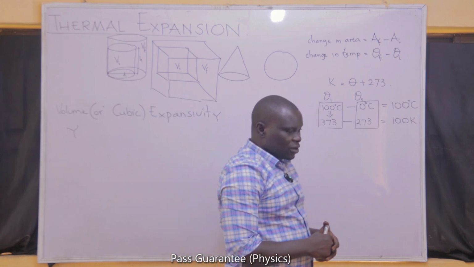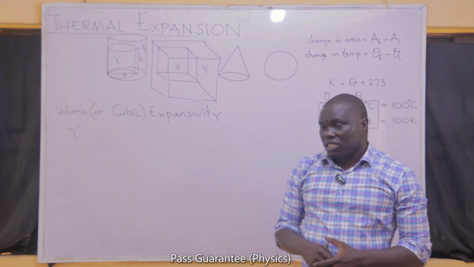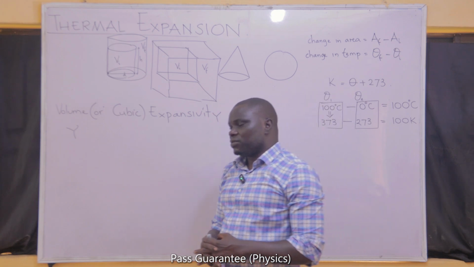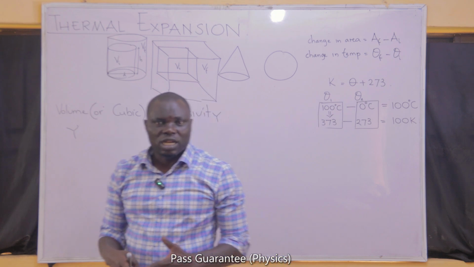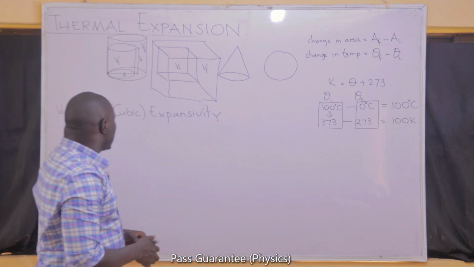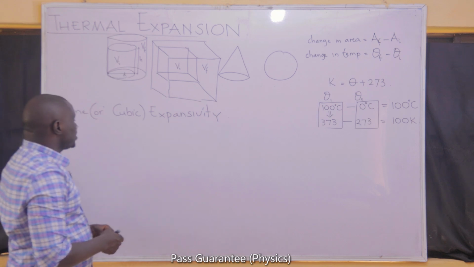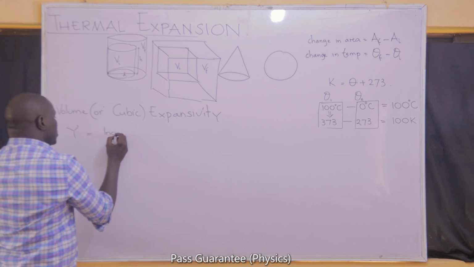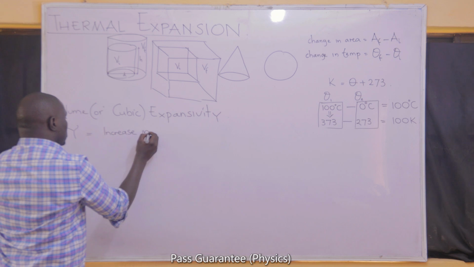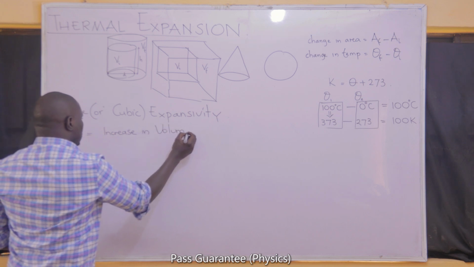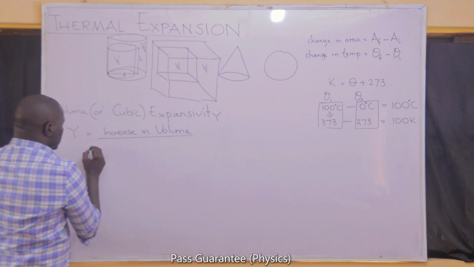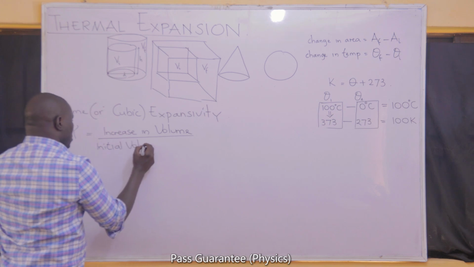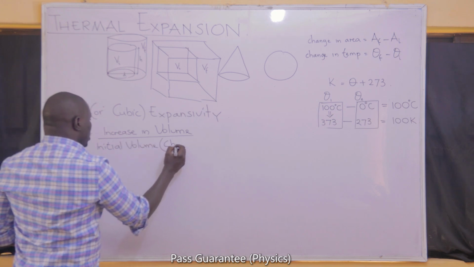If linear expansivity, or the coefficient of linear expansion, is the change in length per unit length per degree rise in temperature, and the coefficient of areal expansivity is the change in area per unit area per degree rise in temperature, we expect the coefficient of volume expansion, or the volume expansivity, to be the increase in the volume all over the original volume, the initial volume, multiplied by the change in temperature.